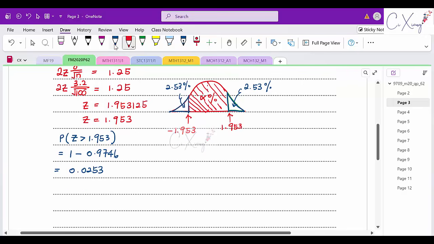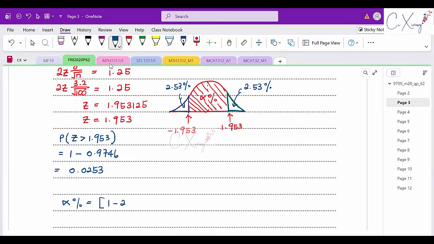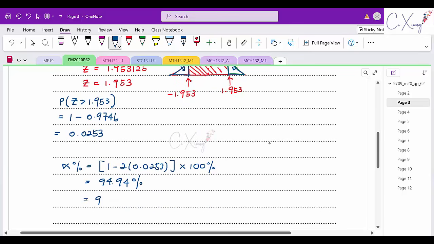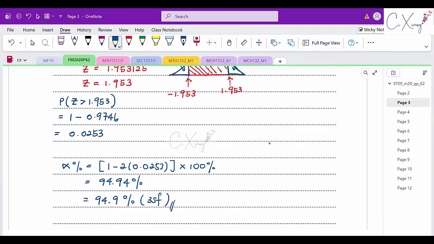All right, let's continue to get the alpha. To get the alpha percentage, I have to take 1 minus 2 times 0.0253 and multiply it by 100%. From here, you should be getting 94.94%. As the final answer, I want to keep it up to 3 significant figures only, so I will put it as 94.9%. This is correct to 3 significant figures.